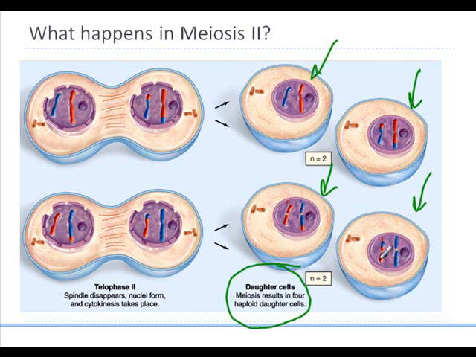So keep in mind, meiosis had 2 parts, Meiosis I and Meiosis II. Meiosis II is very similar to mitosis. So this will end this mini lecture, and then we have one more short one to go after this.